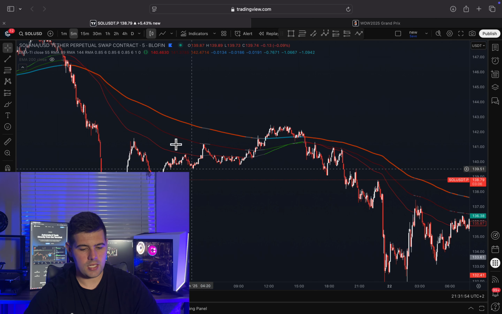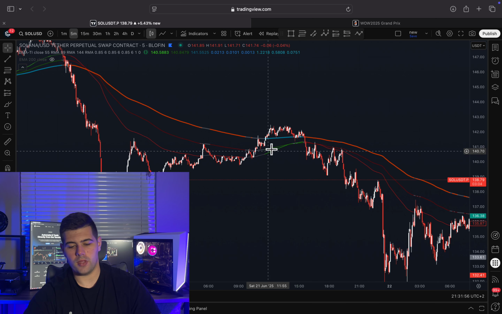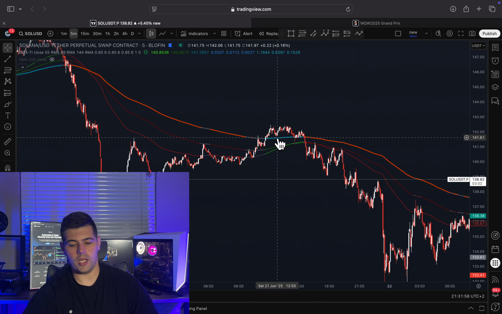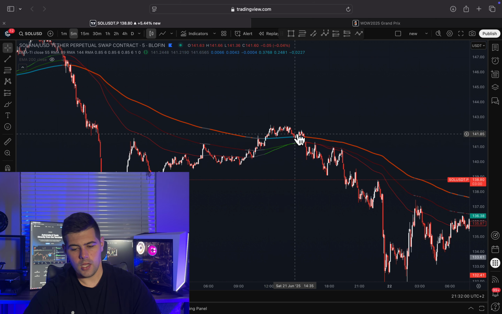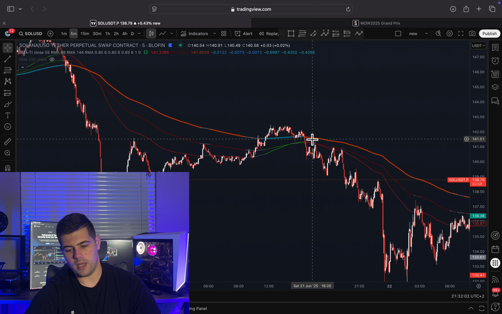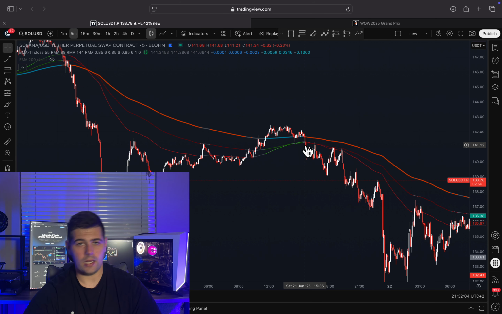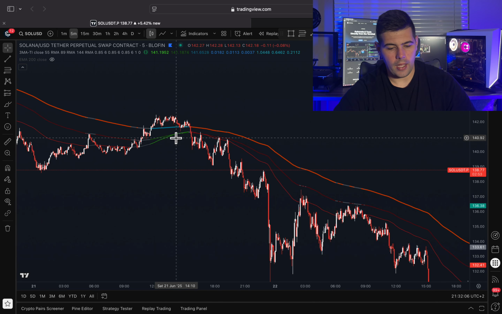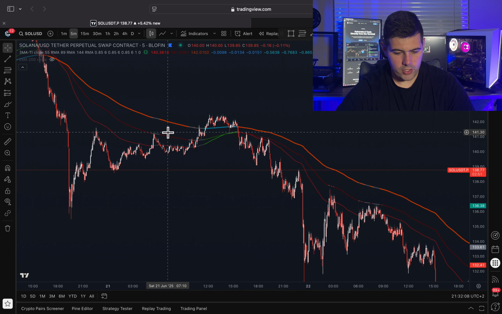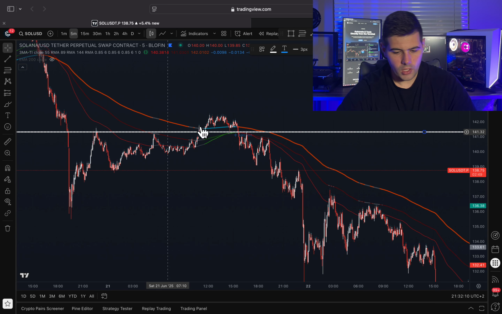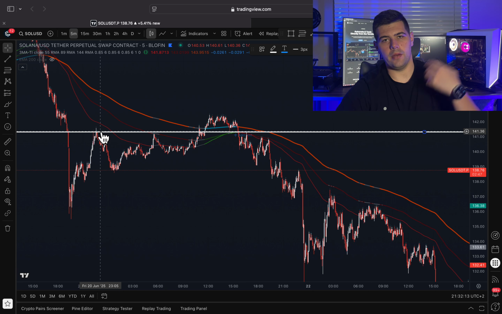So if you didn't enter anywhere here and you wait for this to be a potential long trade, but you can see it got rejected, we turned red again, so bearish, then we're going to be looking at where to sell again. So first thing we can see is if I draw this line right here, this is going to be a rejection point.